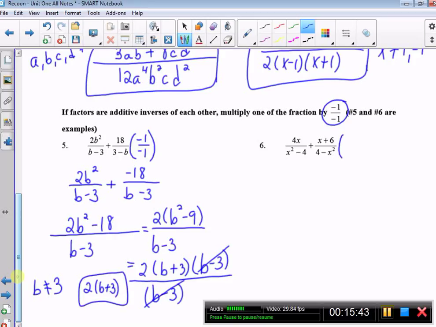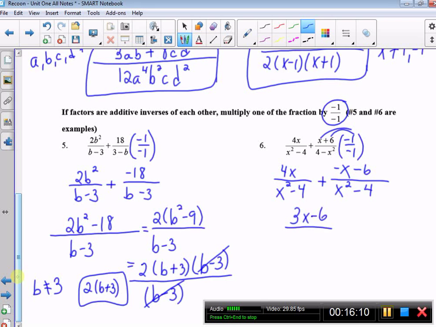On number 6, again, multiply by negative 1 over negative 1. And you get 4x over x squared minus 4 plus negative x minus 6, distributing that negative 1, over, now multiply these together and it converts that negative x squared to positive and the 4 to become negative. So the denominators are equal. Combine, you get 3x minus 6 because 4x minus 1x is 3x. And factor. So take out a 3, x minus 2. This is a difference of squares.